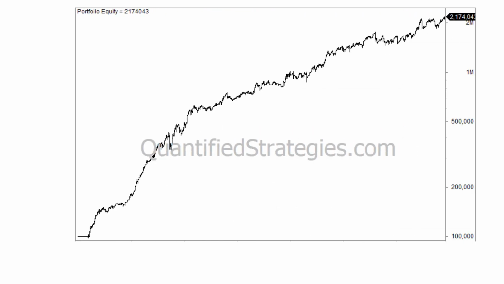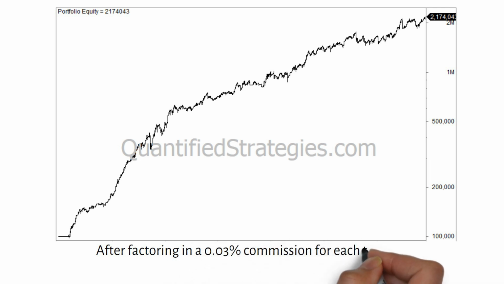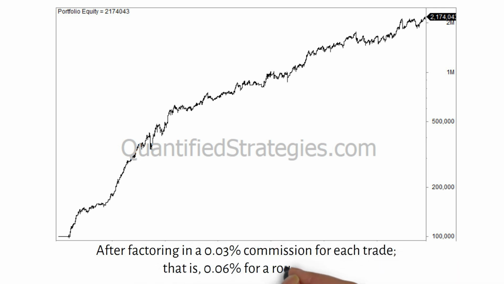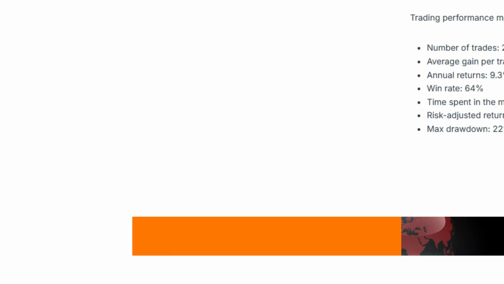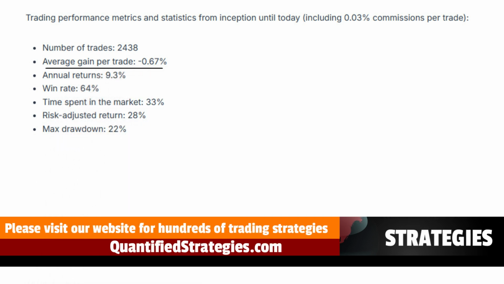Here's the equity curve after factoring in a 0.03% commission for each trade. That is 0.06% for a round trip. This is huge, over 20 times the initial investment. There are many trades, and the average gain per trade is 0.67%.